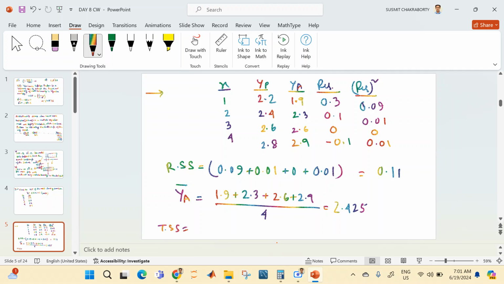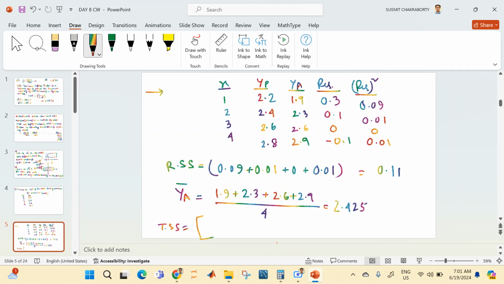Now the TSS. What is TSS? Total sum of square. It means the average of y minus the predicted value, squared: 2.425 minus 2.2 square, plus 2.425 minus 2.4 square, plus 2.6 minus 2.425 square, plus 2.8 minus 2.425 square. So this is the TSS.